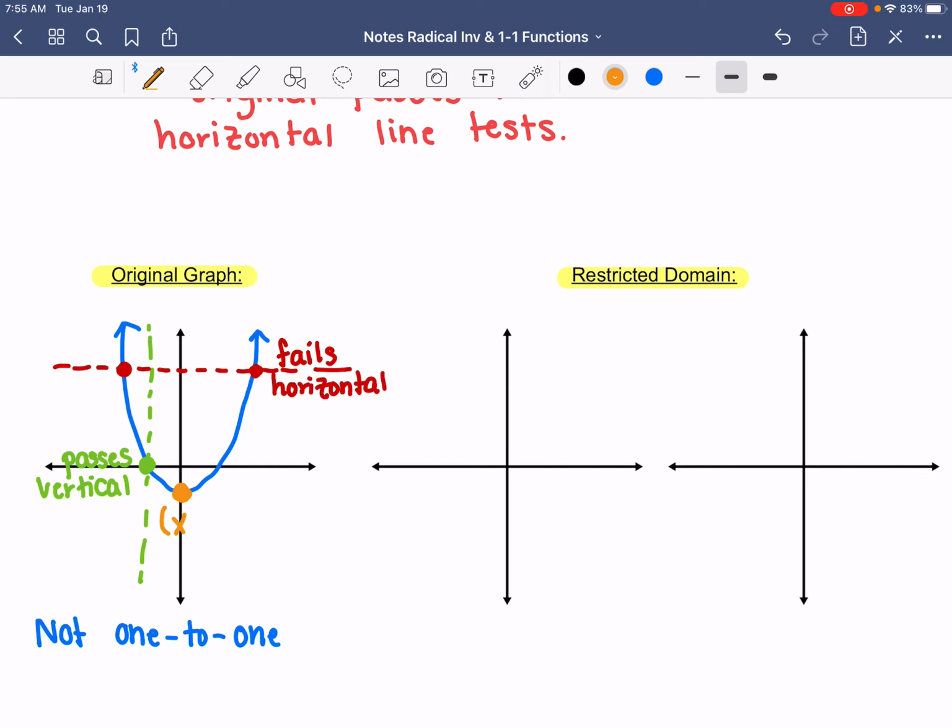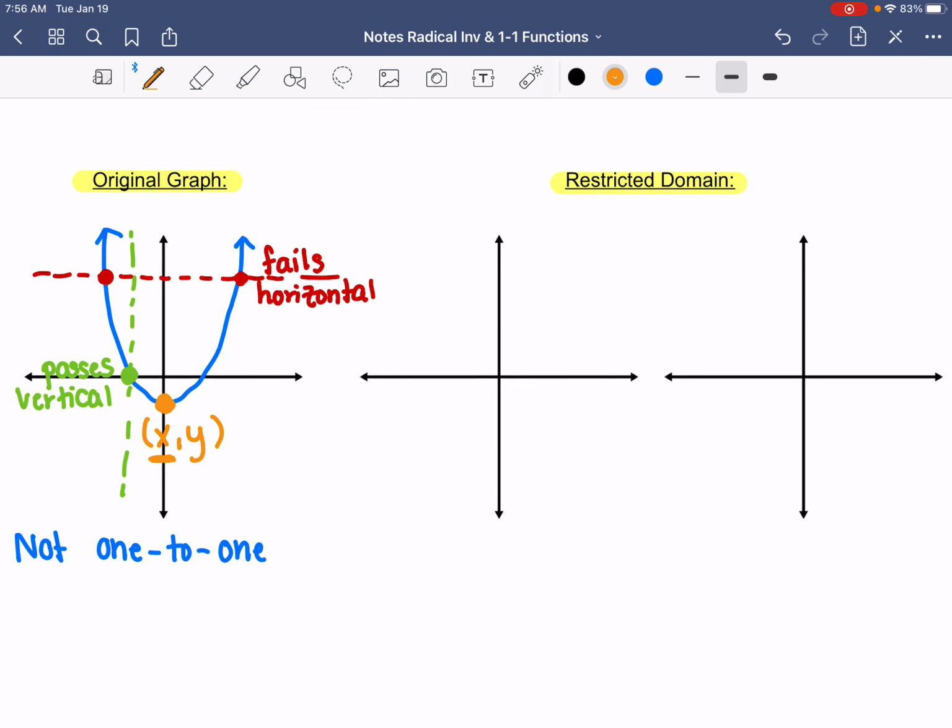So what you do is you look at the coordinates of your turning point, and you use the x value and you restrict the domain, because domain is your x values. When you restrict the domain, you're restricting the x values. So you look at what the x is. If I only used the left side of the graph, or I only use the right-hand side of the graph of my parabola, then this would pass both the vertical and horizontal line test. So you use whatever the x is for your turning point and you restrict the domain.